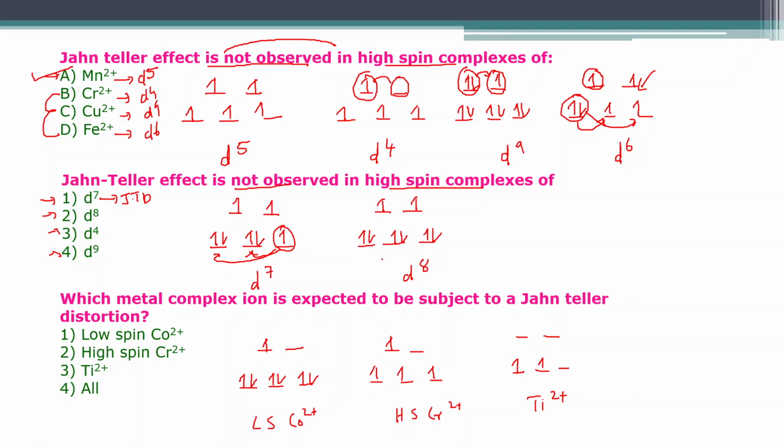The second one, d8 configuration. We have already said the d8 configuration does not show Jahn-Teller distortion because it has a symmetrical arrangement. So there is no electronic degeneracy present, and no Jahn-Teller effect is observed.